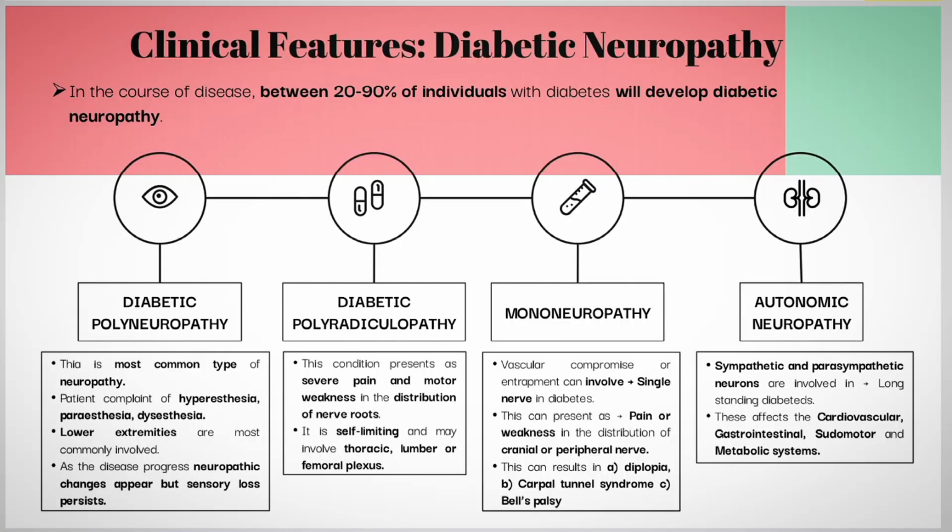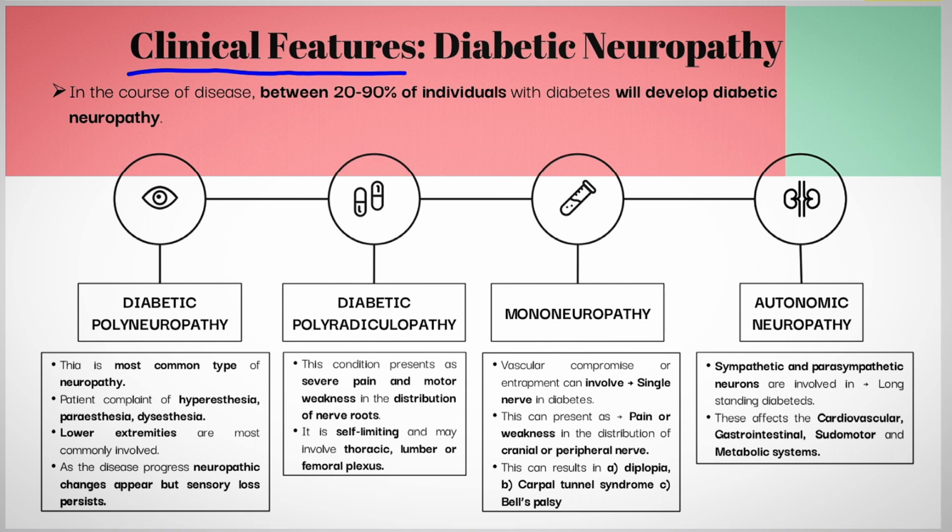Now let's discuss the clinical features related with diabetic neuropathy. In diabetic neuropathy, various clinical features, signs and symptoms are found depending upon the nerves involved, and it is found that approximately 20 to 90% of individuals with diabetes will develop diabetic neuropathy. So let's see first the diabetic polyneuropathy.